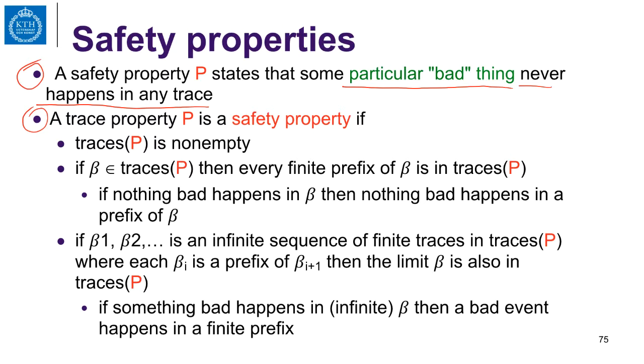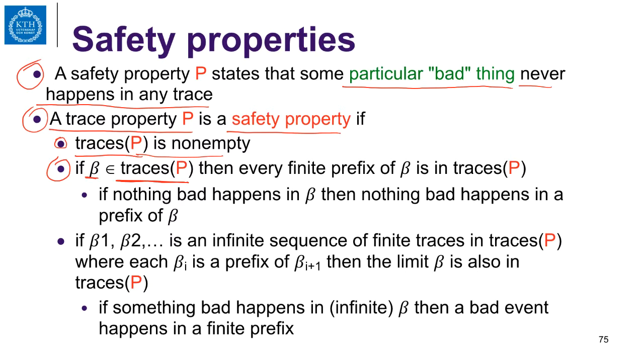So a trace property P is a safety property if the following conditions hold. There are 3 conditions. The first condition says that the traces, the set of sequences, cannot be an empty set. That is saying that you cannot satisfy safety by refraining from doing anything. The second condition says if we have a sequence beta, which is an element of the traces of P, it means that beta satisfies the safety property.